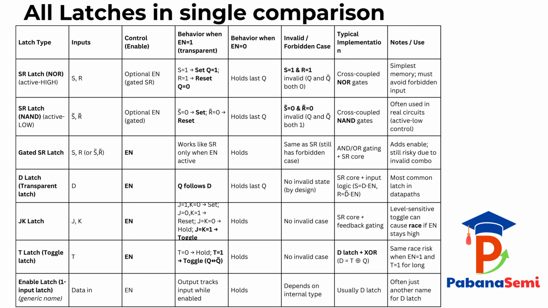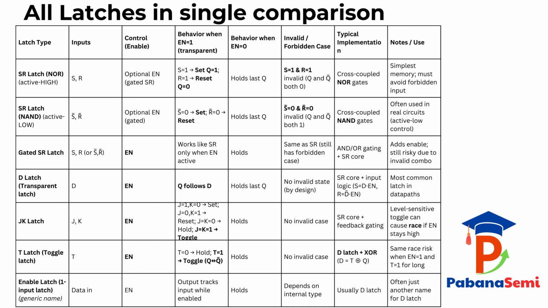Then we have the JK latch. Inputs are J and K with enable. J equals 1 sets, K equals 1 resets, and when J equals K equals 1, it toggles. It removes the invalid SR condition. However, because it is level sensitive, it can suffer from race around if enable stays high. Next is the T latch, or toggle latch. It has a single input T and enable. When T is 0, it holds.